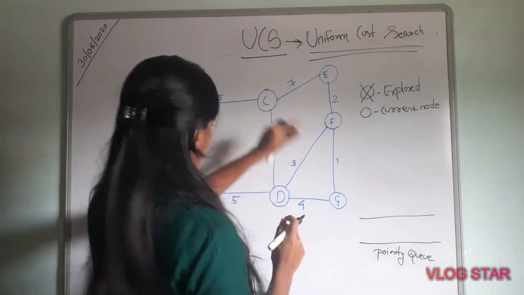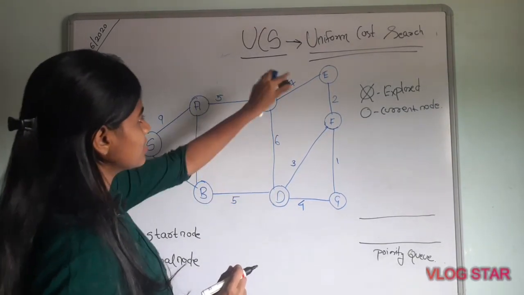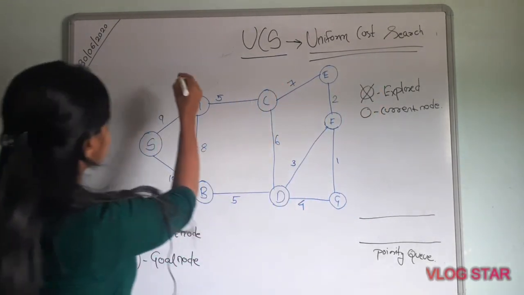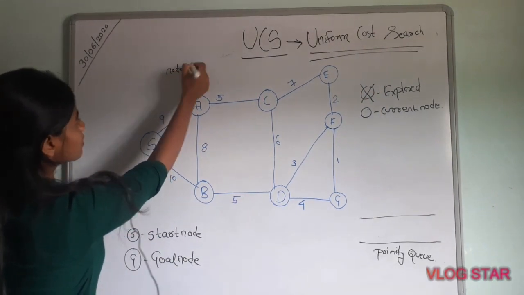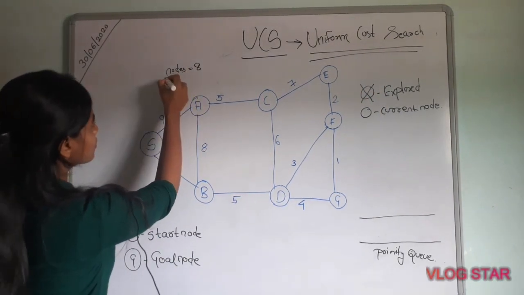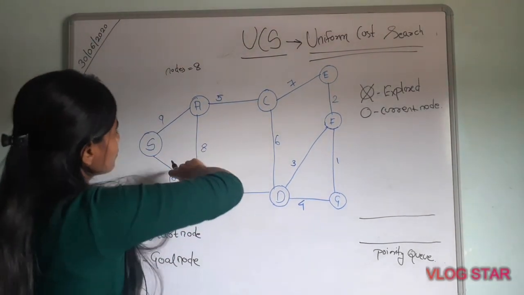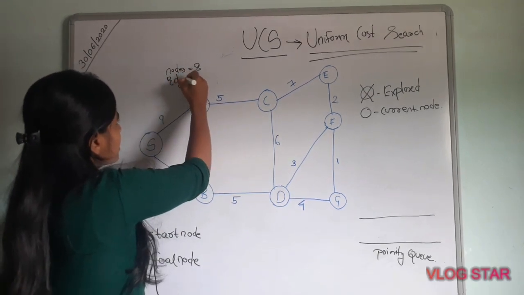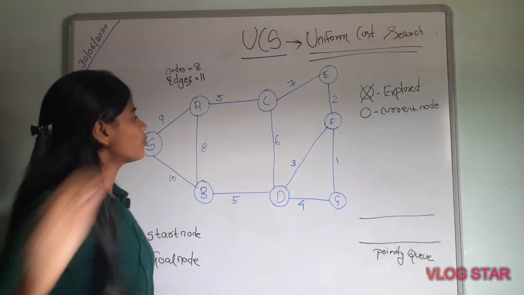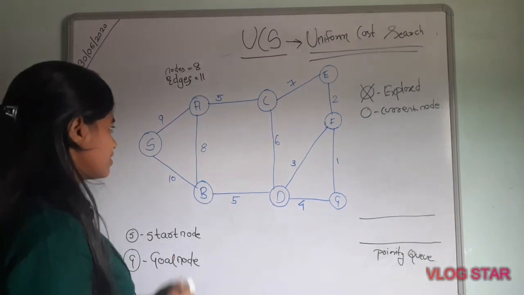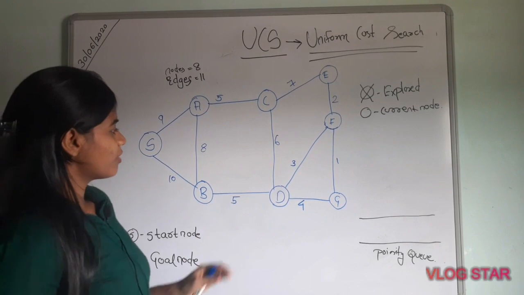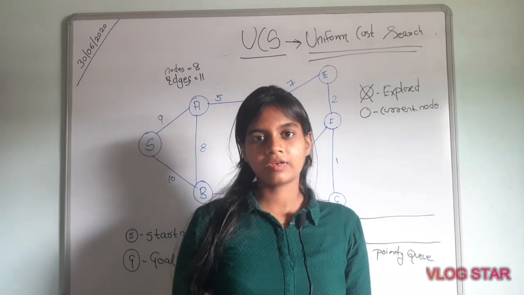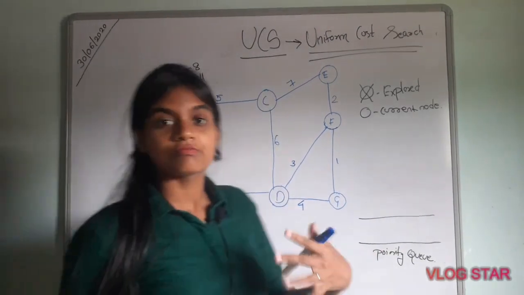Now how many nodes are there? 1, 2, 3, 4, 5, 6, 7, 8. There are 8 nodes. And the edges: 1, 2, 3, 4, 5, 6, 7, 8, 9, 10, 11. There are 11 edges and 8 nodes. Okay, so it's a little bit of a big example that I have taken. Whenever I teach a big example, it's better for you, because you can understand complicated graphs also.